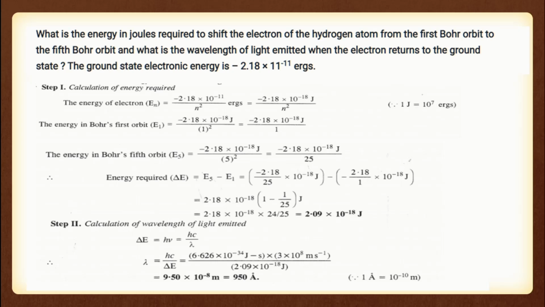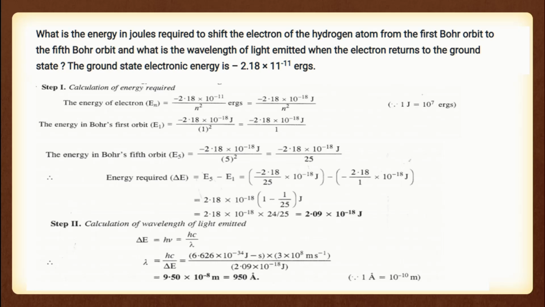Calculation of energy required. The energy of electron En is equal to minus 2.18 into 10 power minus 11 by n square ergs, which is equal to minus 2.18 into 10 power minus 18 joules by n square, since 1 joule is equal to 10 power 7 ergs. The energy in Bohr's first orbit E1 is equal to minus 2.18 into 10 power minus 18 joules, and the energy in Bohr's fifth orbit E5 is equal to minus 2.18 into 10 power minus 18 by 25 joules.